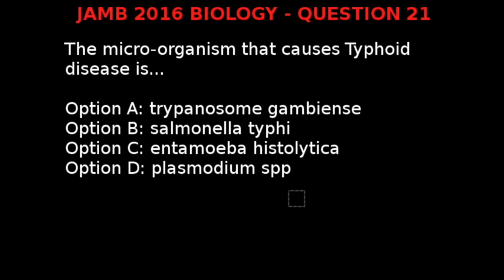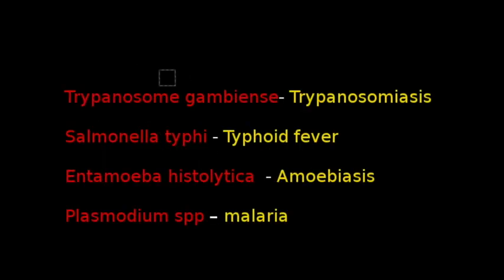of these organisms causes. Trypanosome gambiense causes the disease known as trypanosomiasis. Trypanosomiasis is also known as sleeping sickness and is an insect-borne parasitic disease of humans and other animals. The vector for Trypanosome gambiense is tsetse fly.